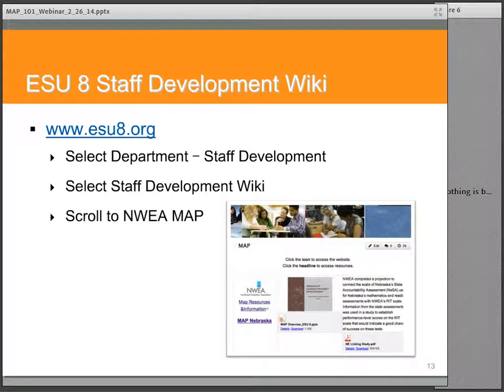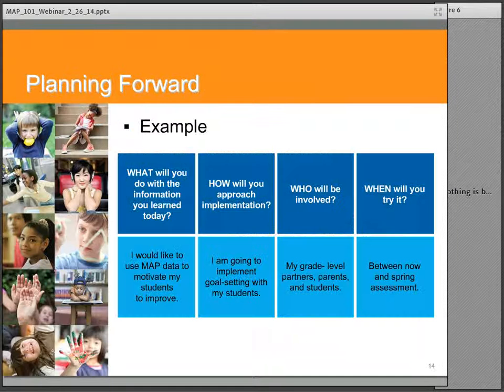Yeah. Well, listen, Jill and I really want to thank you all for being with us. And we want you to think about these things as you plan forward. What will you do with the information that you learned from today? How will you approach implementation? Who will be involved? And most of all, when are you going to try it?